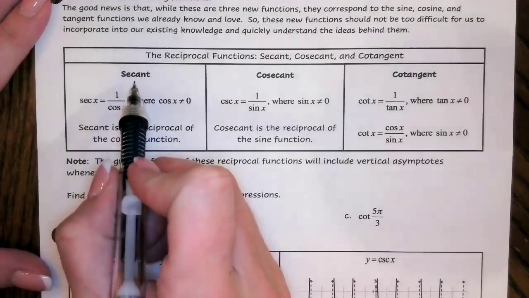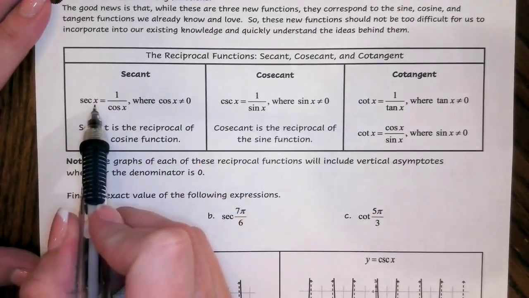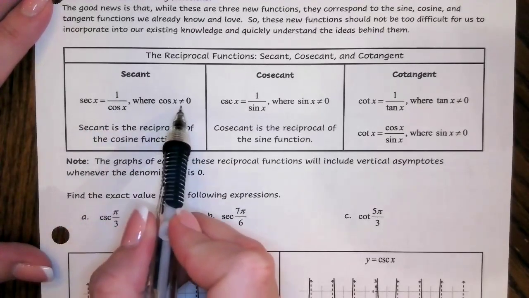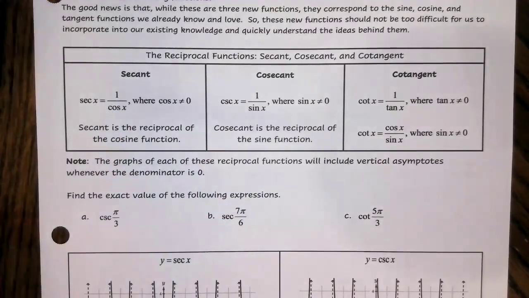So our first one here, secant, is the reciprocal of cosine. So we say the secant of x is 1 over the cosine of x, where cosine of x is unequal to 0. We know that when we have a 0 in the denominator, it's undefined. And so that's why we say when cosine of x is unequal to 0. The secant is the reciprocal of cosine.